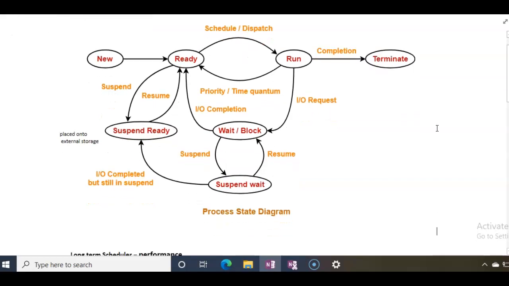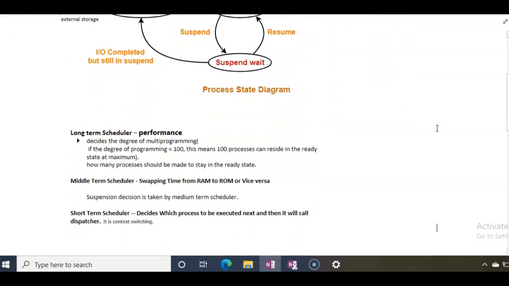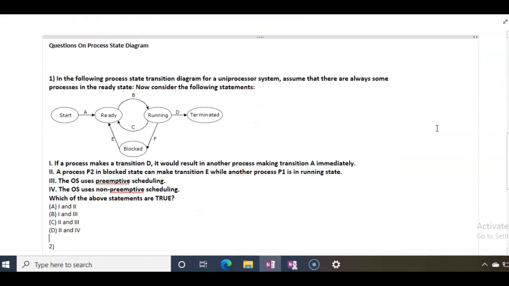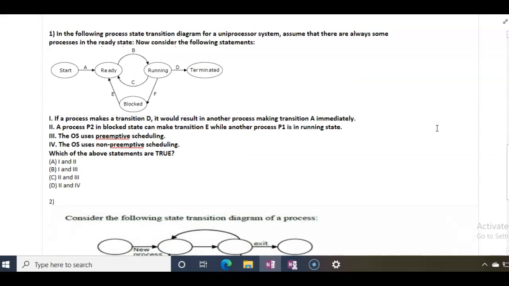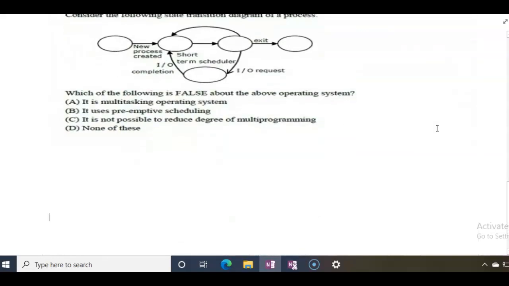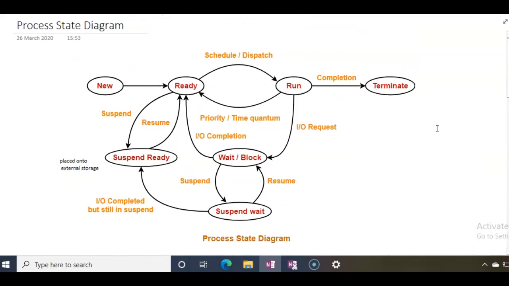So first thing is process state diagram. Another thing is the terminologies that are used in a process state diagram. And then we will look at some questions that are asked in GATE, and these are very important questions. So let's move forward to the process state diagram.